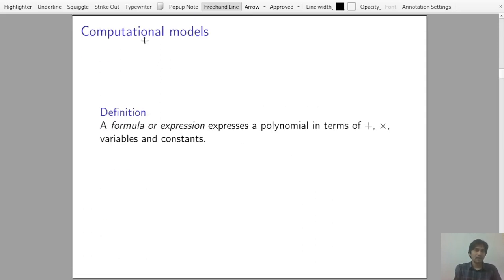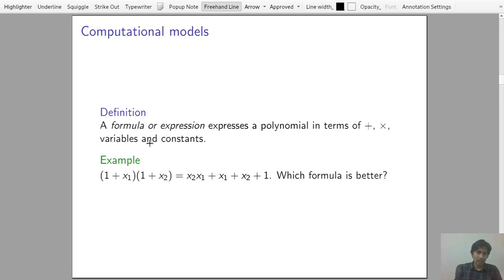We now look at computational models that will compute sequences of polynomials. One such computational model, which is very natural, is a formula or an expression that expresses a polynomial in terms of plus, product, variables and constants. As an example, I give 2 different formulas for the same polynomial. Notice that (1 plus x1) times (1 plus x2) and x2 x1 plus x1 plus x2 plus 1 are 2 distinct expressions that compute the same polynomial.